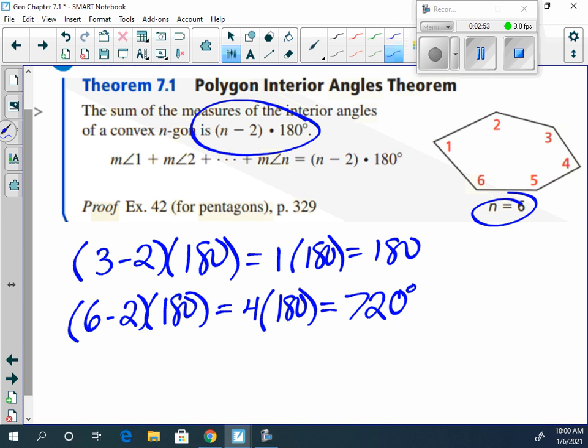And really, if I want to know the sum of the interior angles of any multi-sided figure, I can use the equation n minus 2 times 180. And that will give me the sum of the interior angles. That is our equation.